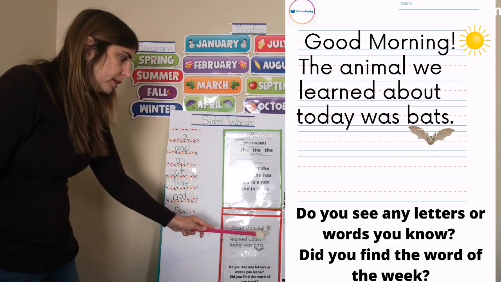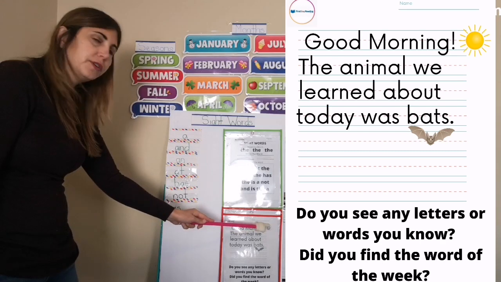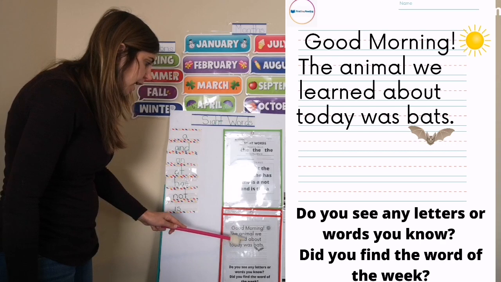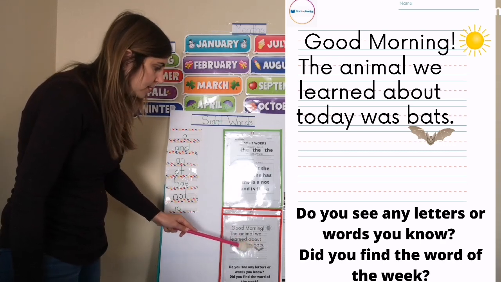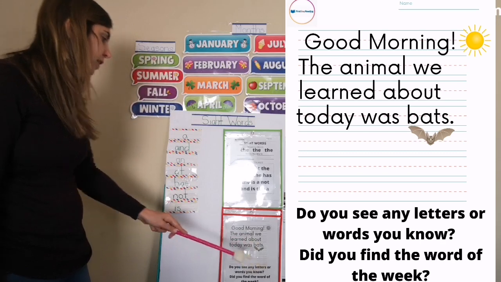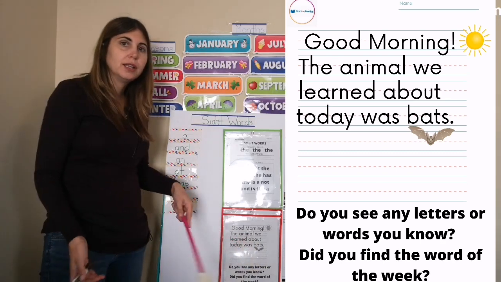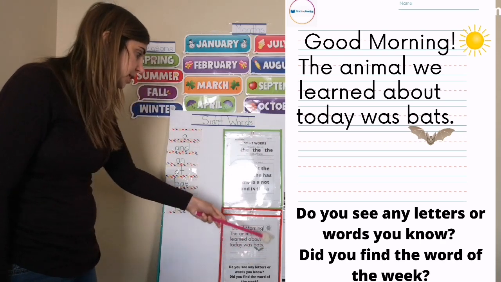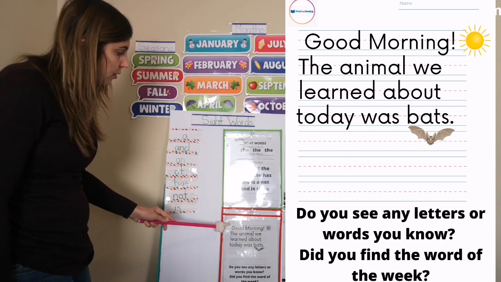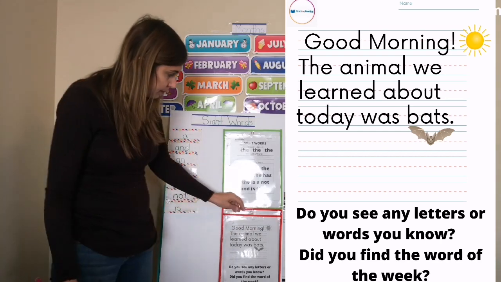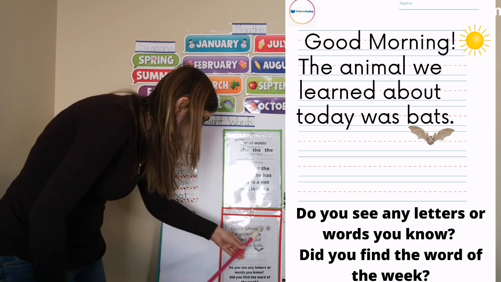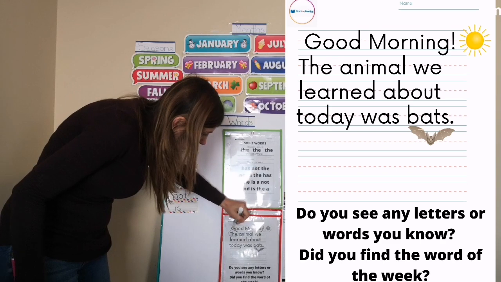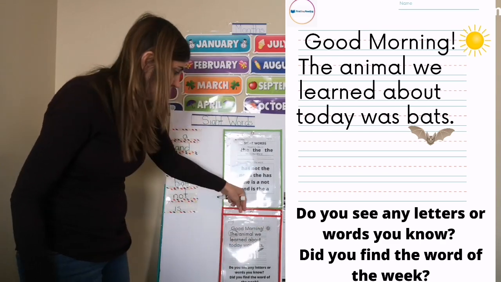Good morning. See, there's a sun. That helps you with the first sentence. The animal we learned about today was bats. See, there's a picture of a bat. So that helps you. Sometimes you can look at pictures in the story to help you know what the story is about. But today we have a sentence with pictures. So that's our morning message. You might see some letters you know in there. You might find the. You can practice finding things you know in the morning message.